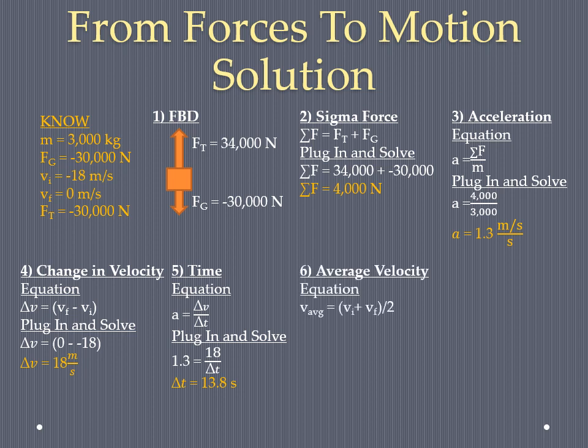Then I'm going to find the average velocity, realizing that average velocity is just the sum of the 2 velocities divided by 2. So in this case, my average is negative 9 meters every second.